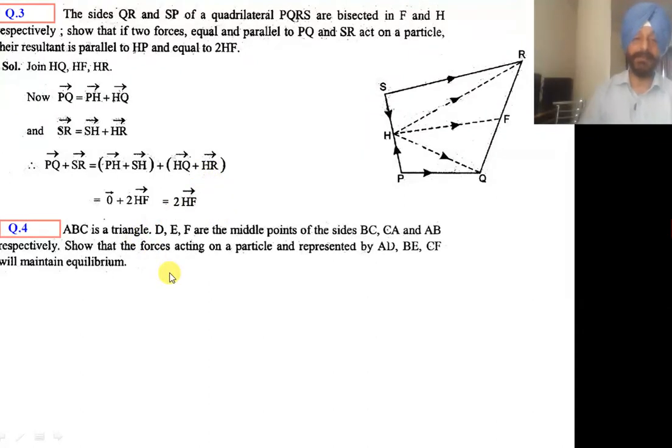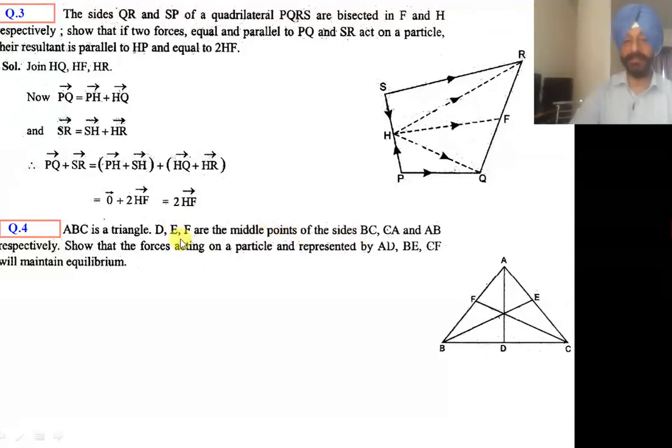Next, ABC is a triangle, D, E, F are the midpoints of the sides BC, CA and AB respectively. Show that the forces acting on a particle and represented by AD, BE and CF will remain in equilibrium. Equilibrium means the sum of AD plus BE plus CF is equal to 0.